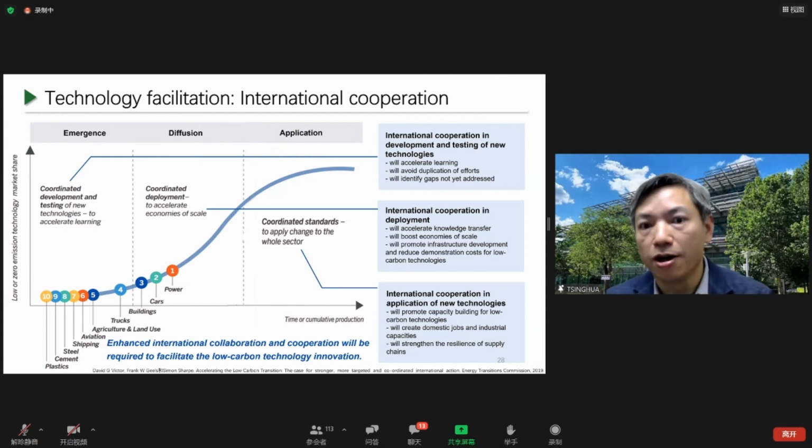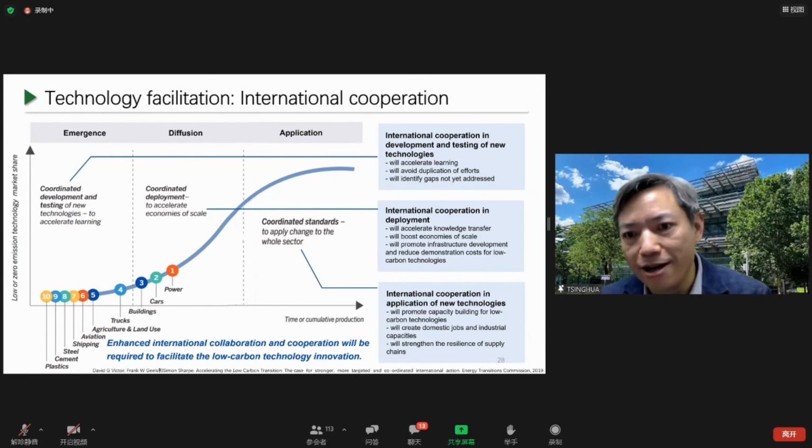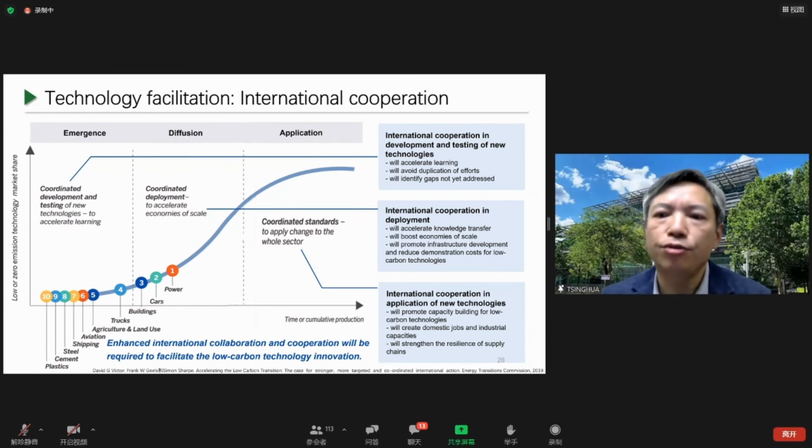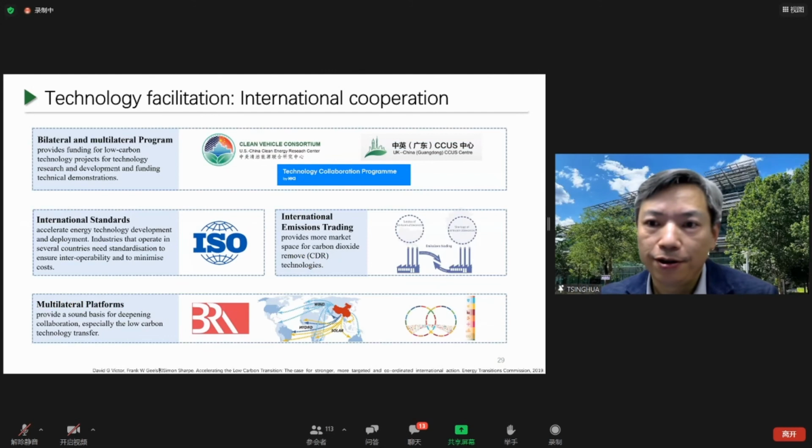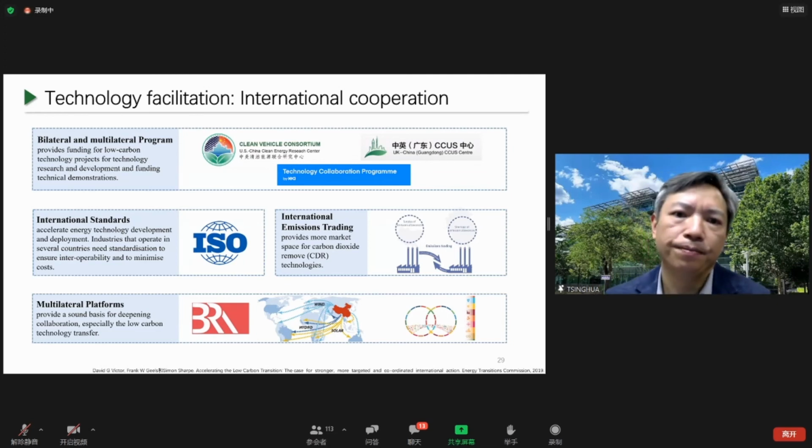International cooperation can also help to create domestic jobs and industrial capacities, strengthen the resilience of supply chains. These all provide necessary basis for new technology application. So it's no doubt crucial. Then how can we promote international cooperation for technology facilitation?